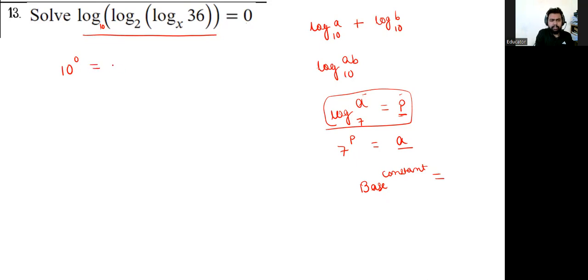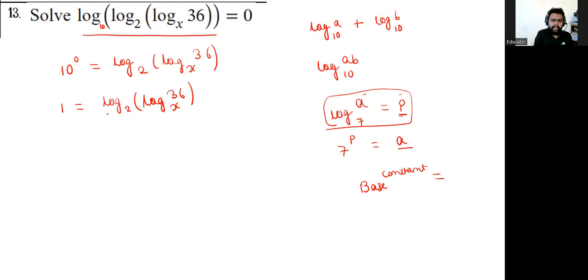So here, now let us write the input, right? So log base 2 I have, and I have log base x of 36. So the first log I changed into the exponent. Okay, now what will come? 10 exponent 0 would be 1. So anything which has exponent 0 is always 1. You might be knowing that. So we are going to write log base 2 and we are going to write log 36 with base x.